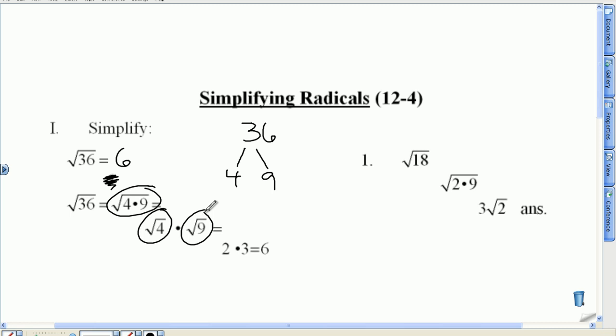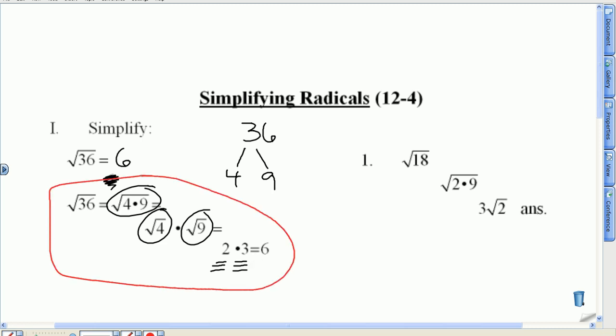Now we will take the square root. Square root of 4 is 2. The square root of 9 is 3. And we will multiply those things together. 2 times 3 is 6. This, which I'll outline in orange, would actually be a way you could prove that the square root of 36 is 6.